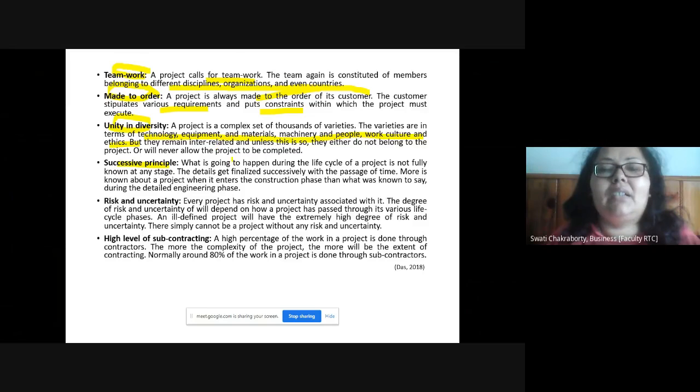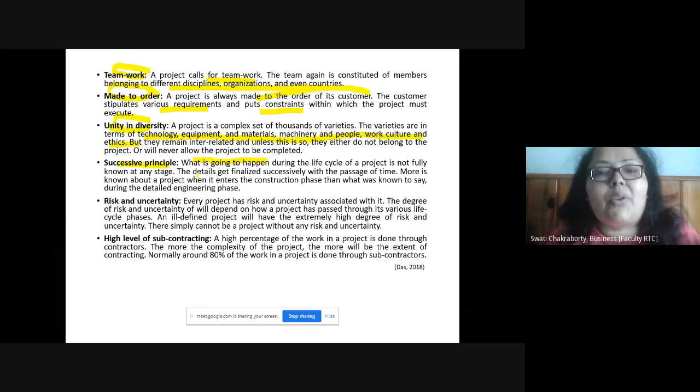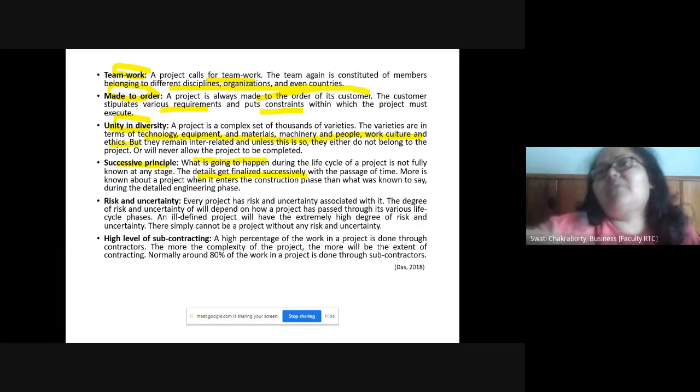Successive principle: when a project is undertaken, we do not know exactly what is going to happen when you start working on it, because a lot of things can change. And these changes that come up help us to decide what to do. That's how we can actually complete a project. The details get finalized successively as we move ahead. More and more details come up, one after the other, over a span of time, and that helps.